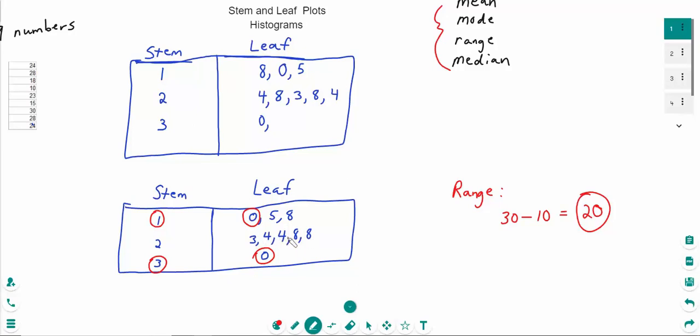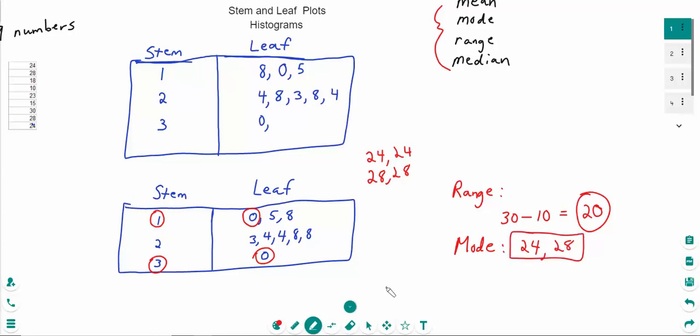But remember, these are leaves attached to the stem of 2. So we have two 24s and two 28s, right? The two 4s and the two 8s combined with the stem of 2. Two 24s, two 28s. All right. And then the last one, we only have one 0. So the duplicates are two 24s and two 28s. So we could say that there is a double mode. The mode is 24 and 28, right? Because they are listed the most.